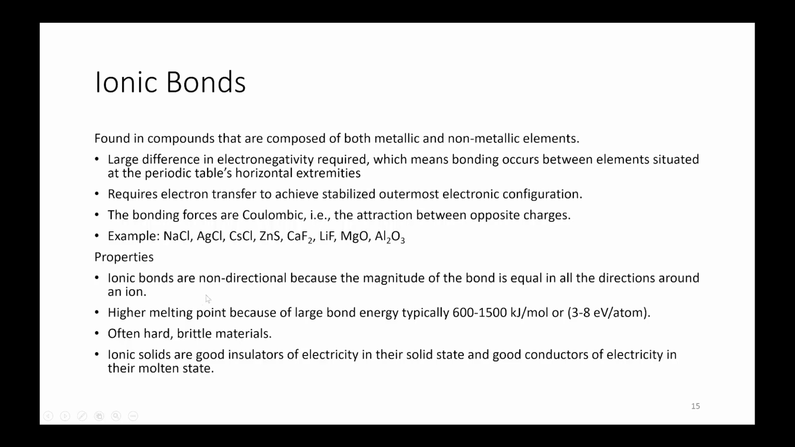Ionic bonds are non-directional because the magnitude of the bond is equal in all directions around an ion, and these show a higher melting point because there will be large bond energy. When they bond, there is a release of energy, so they will be highly stable. This energy is around 3 to 8 electron volt per atom. Now, often hard and brittle materials, these are.